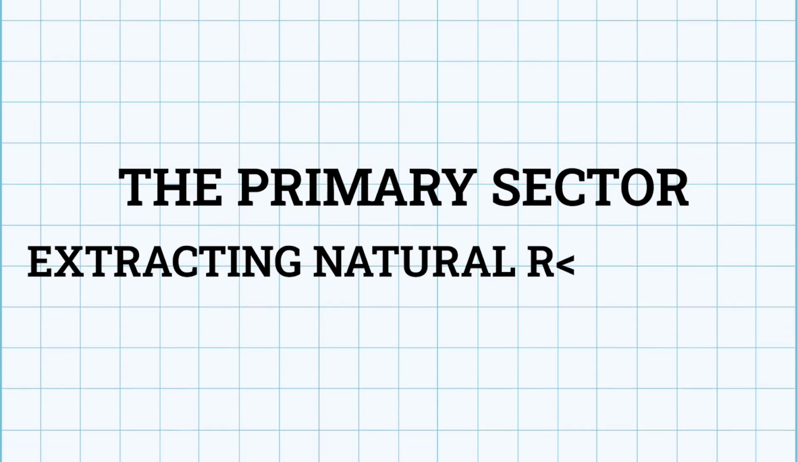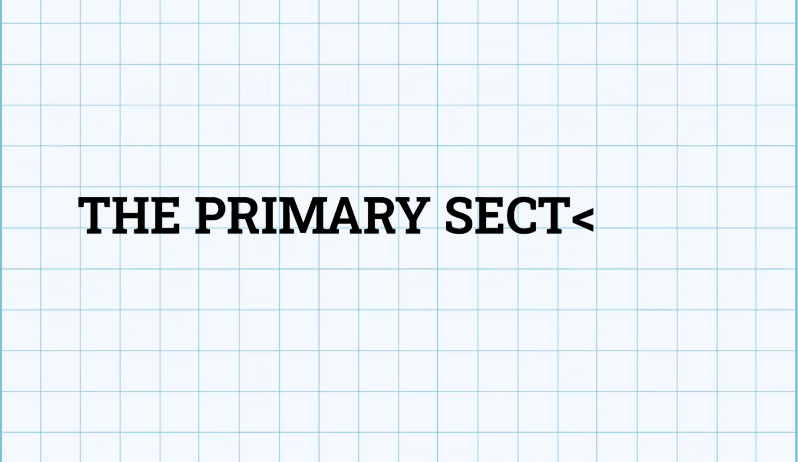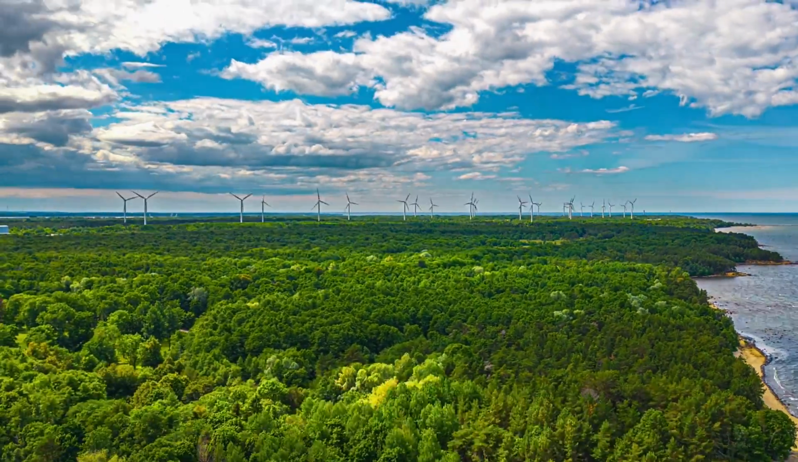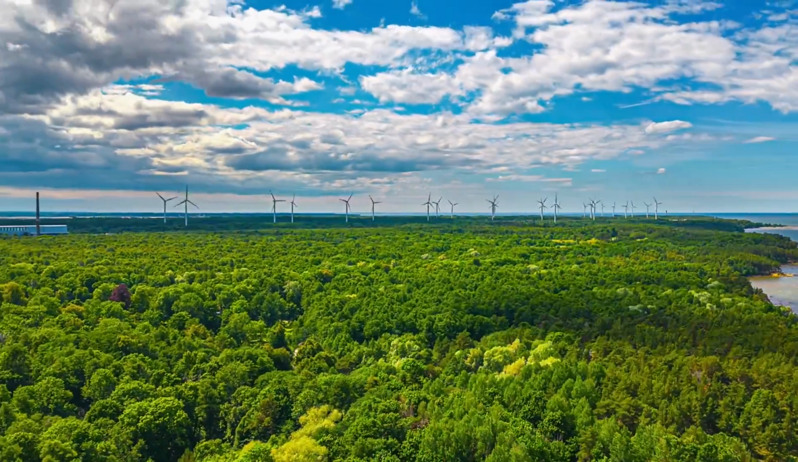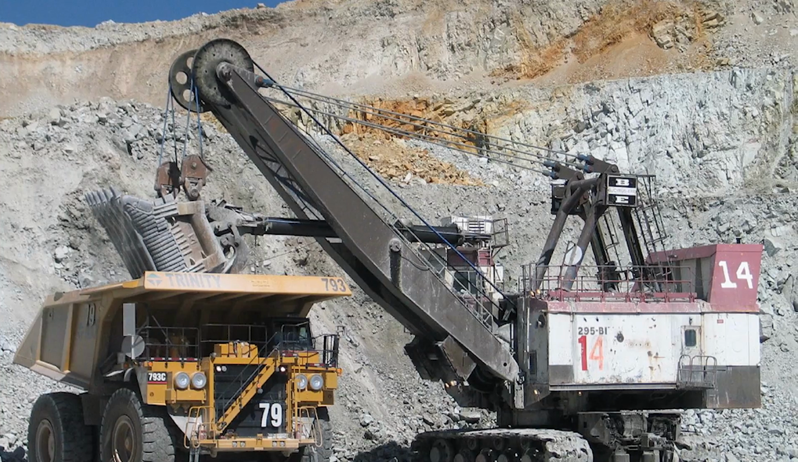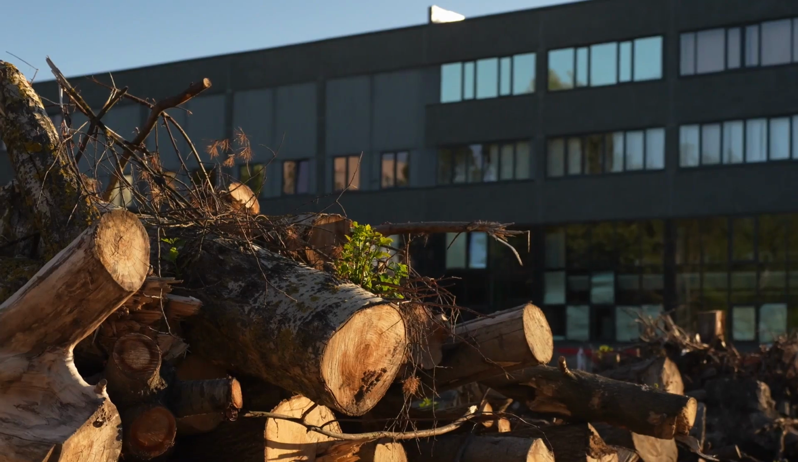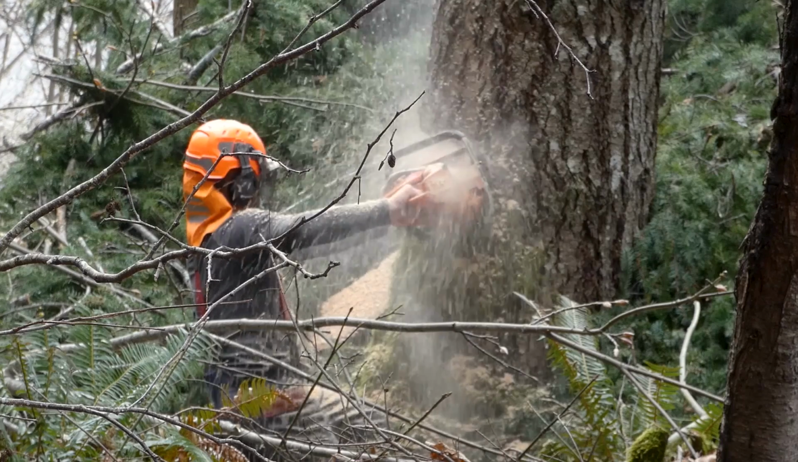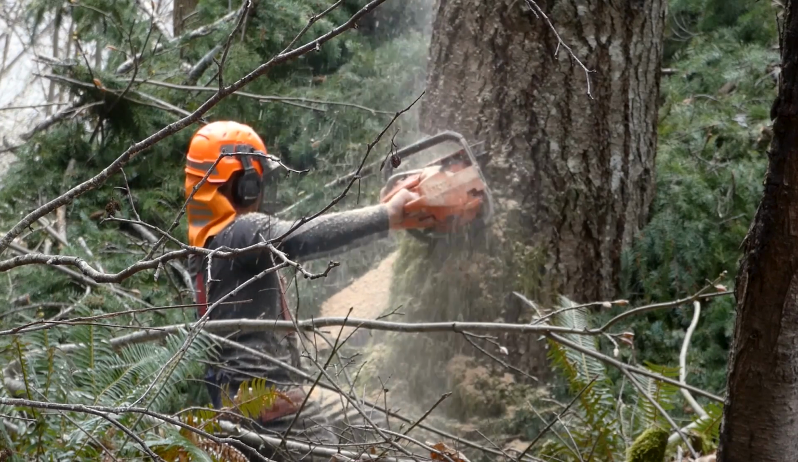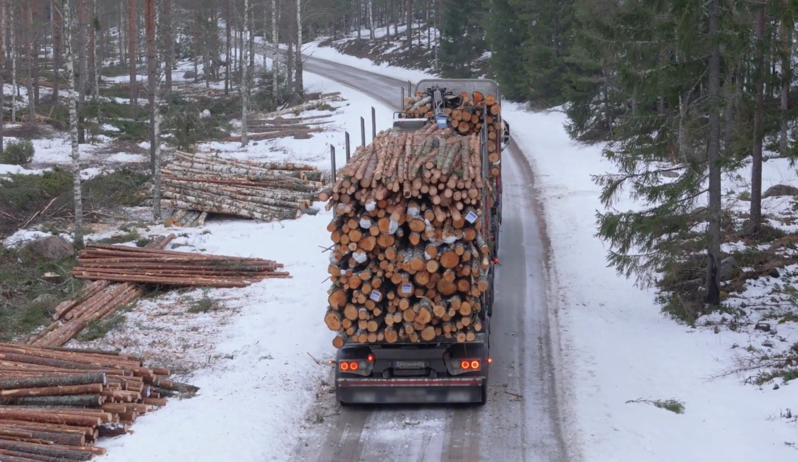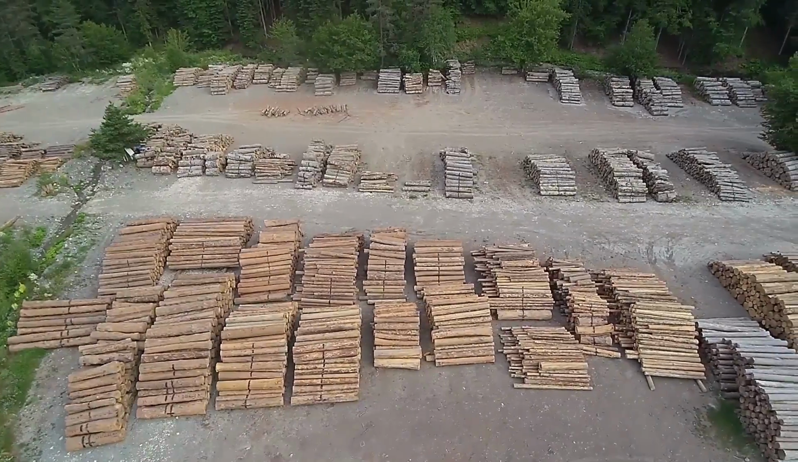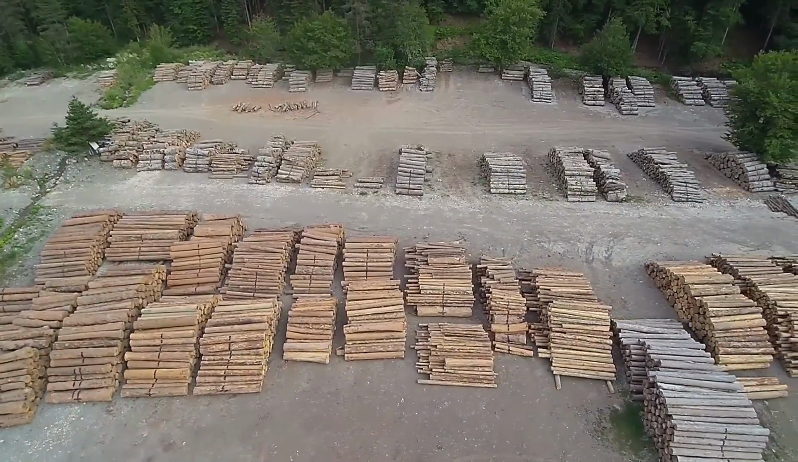Step 1. The primary sector, extracting natural resources. The primary sector is where everything begins. This sector includes industries that gather or extract raw materials directly from nature, such as farming, fishing, mining, and forestry. In our example, a tree is cut down in a forest by a logging company. The workers use chainsaws and machinery to harvest the trees, and large trucks transport the logs to a sawmill. At this stage, the tree is still in its raw form. It hasn't been changed into anything useful yet.